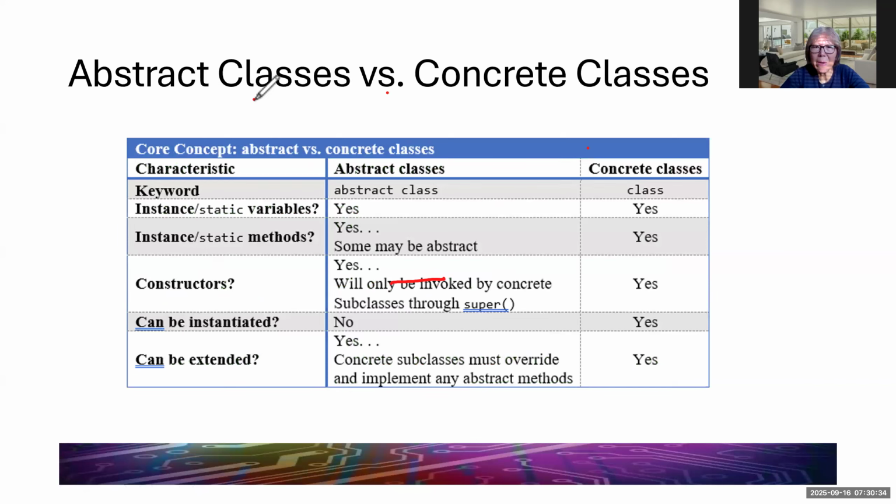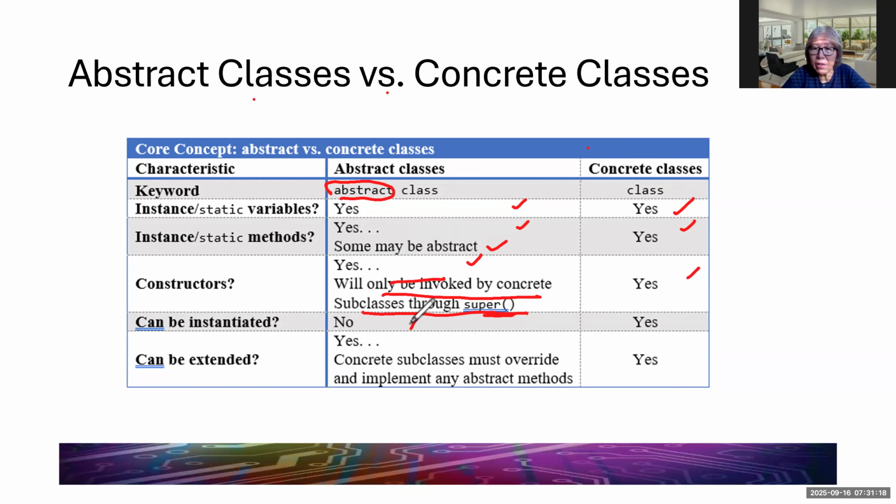Okay, then let's do a comparison between an abstract class and a concrete class. For the keyword, an abstract class must have abstract. Instance or static variables, yes, both have. Instance and static methods, yes, both have. And an instance method may be abstract. Constructor, yes. But unlike a concrete class, it will not be directly invoked. It will only be invoked by a concrete subclass through the super call.